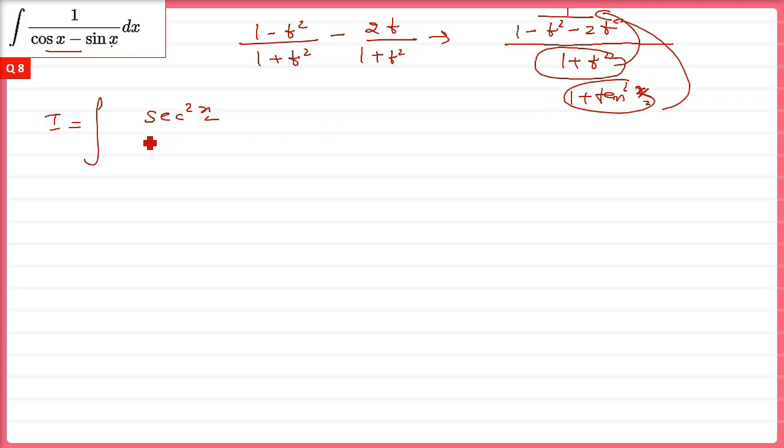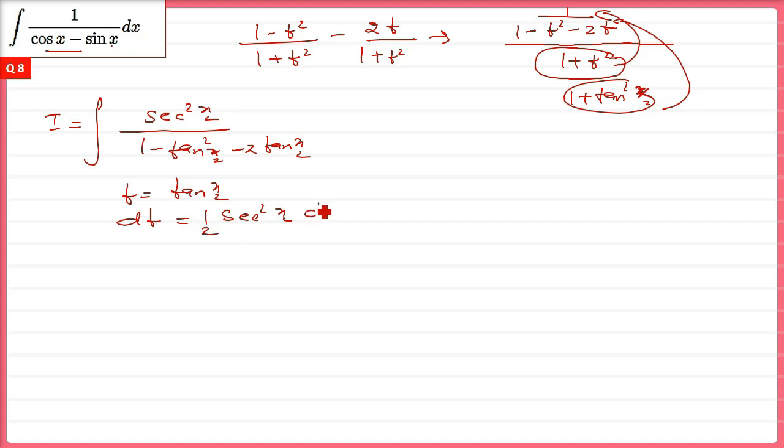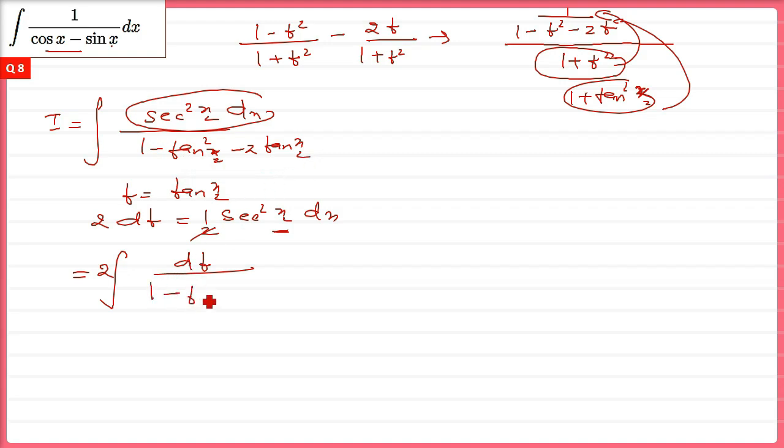Now we are just left with 1 minus tan square x by 2 minus 2 tan x by 2. Let me write it here: 1 minus tan square x by 2, which I am writing in place of 1 minus t square minus 2t. So t we will take as tan x by 2, and this will give you dt equals half sec square x by 2 dx, and the half will go to the left hand side. So this sec square x by 2 dx can be replaced by 2 dt in this particular equation. Let's take 2 outside, dt divided by 1 minus tan square x by 2 minus 2 tan x by 2, that is, 1 minus t square minus 2t.